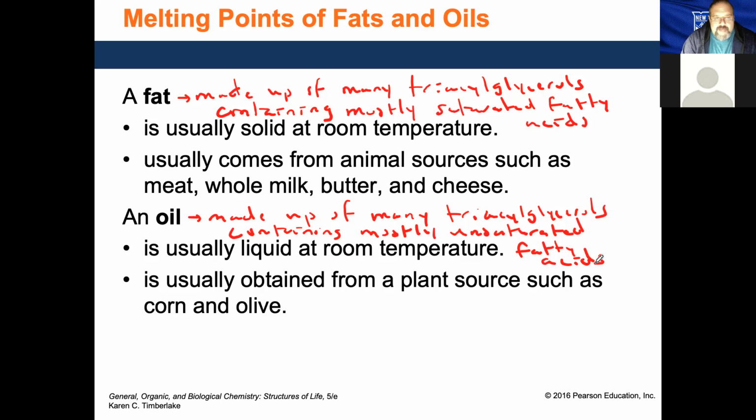But it's not usually classified as a fat because, outside of being a solid, even though it has a high percentage of saturated fatty acids, it has more of the properties of being an oil rather than being a fat. Whether it's the source or just properties as well, it's considered an oil, even though it's a solid at room temperature.